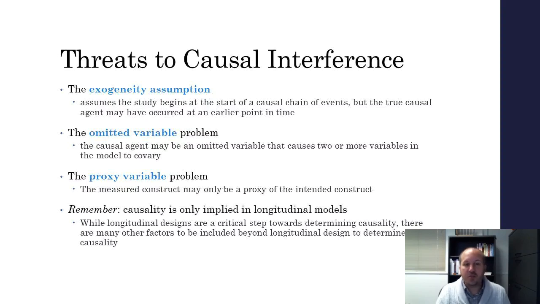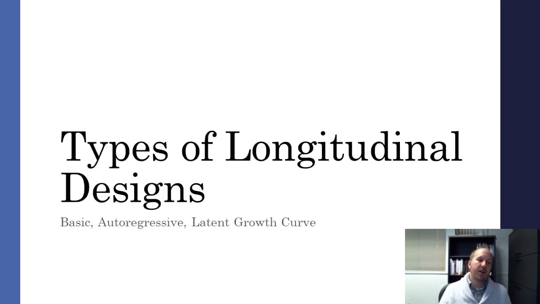So while longitudinal designs are a critical step towards determining causality, there are many other factors to be included beyond longitudinal design to determine causality, but it is a very important step forward and a necessary step. And also there are other kinds of research questions that you cannot ask unless you are doing longitudinal design research. So next I'm going to talk about two of the basic kinds of longitudinal designs. So basic longitudinal designs and then autoregression.